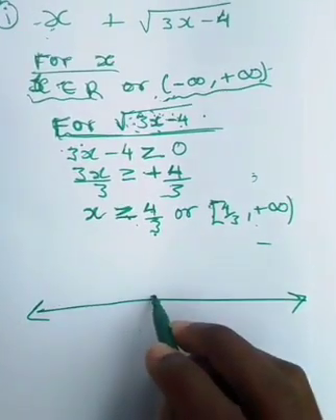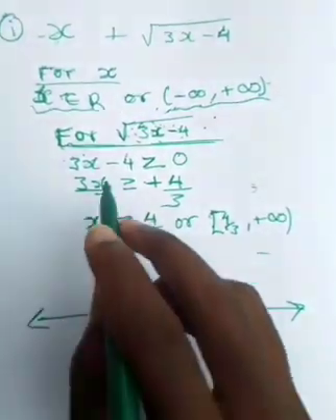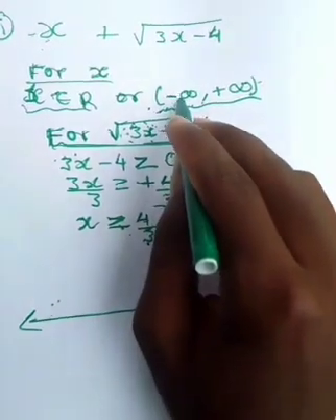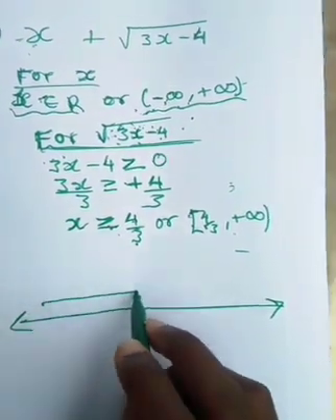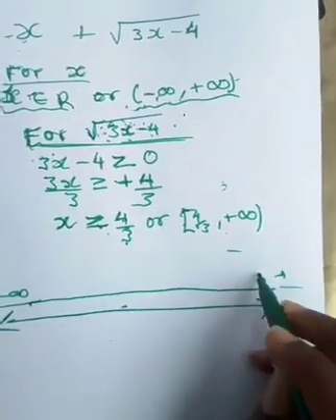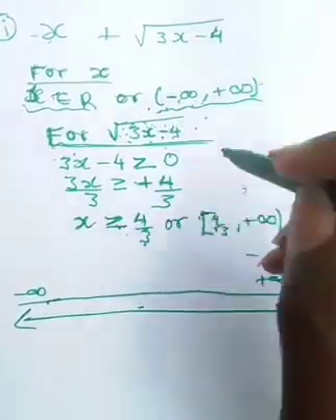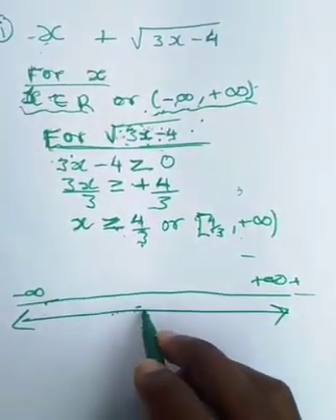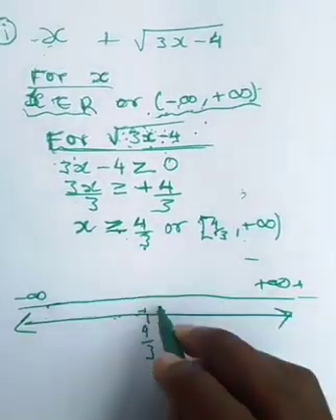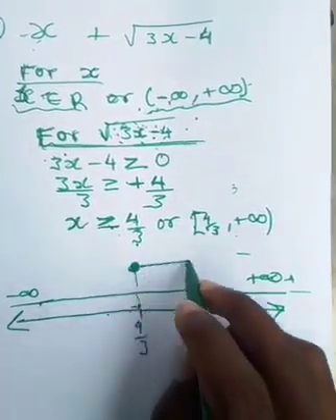So on this number line, I'm going to plot these 2 domains. The first domain is the domain for x. I'll plot it, which is showing that from negative infinity to positive infinity. Then the domain for this one: let me put 4/3 here, and then we're starting from 4/3, right? And it's part of the set, so I'll shade the bubble. Then we're going to the positive infinity.